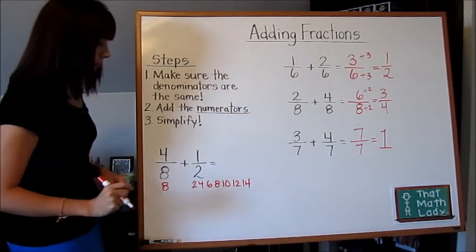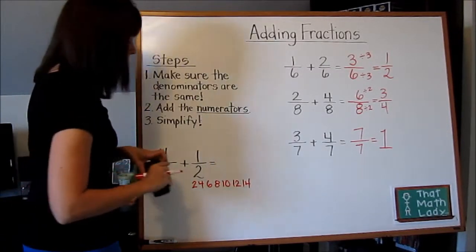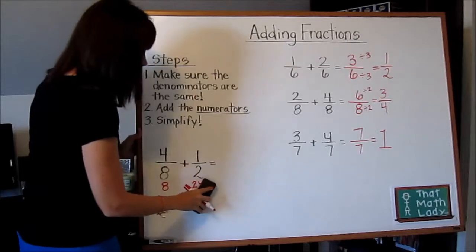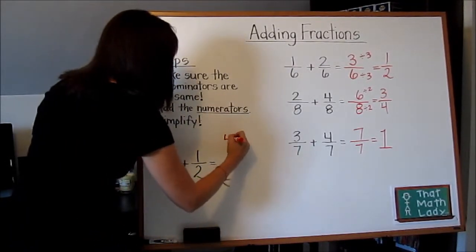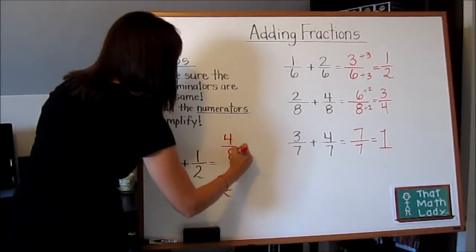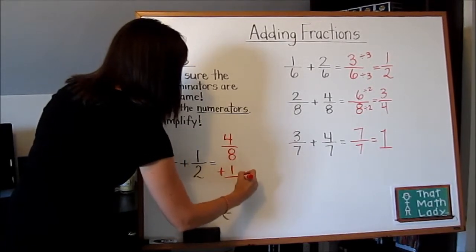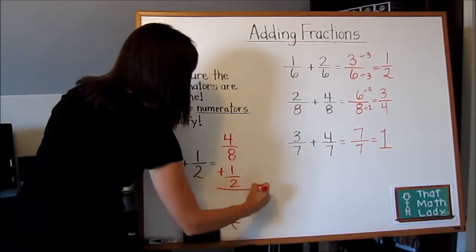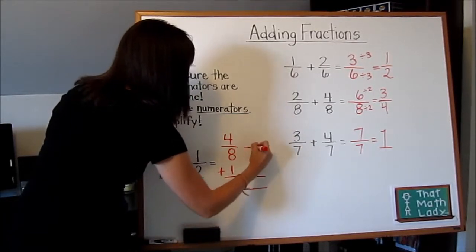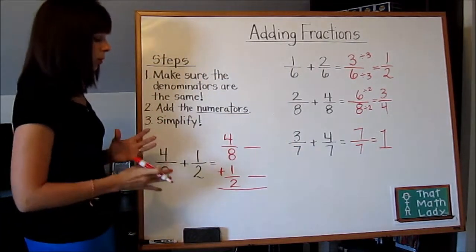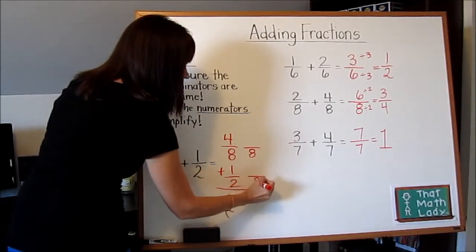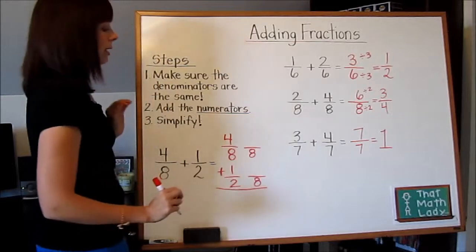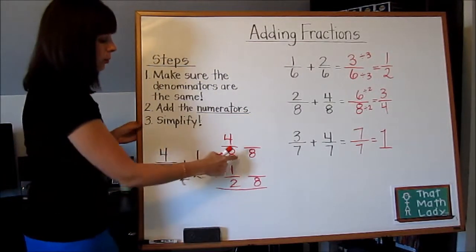So I'm going to write this vertically, just to help out a little bit here. So I'm going to change this and make it 4/8 plus 1/2. And I'm going to make new fractions, and since 8 is a common multiple between 2 and 8, I'm going to use 8 as my common denominator. Okay, so this is 8 over here.